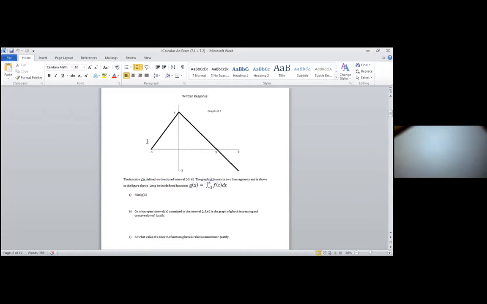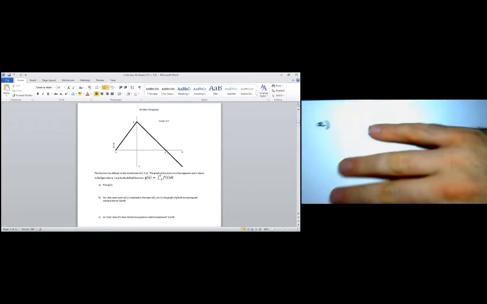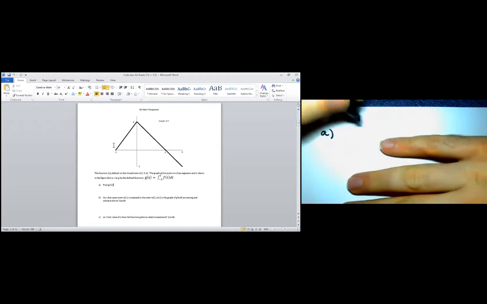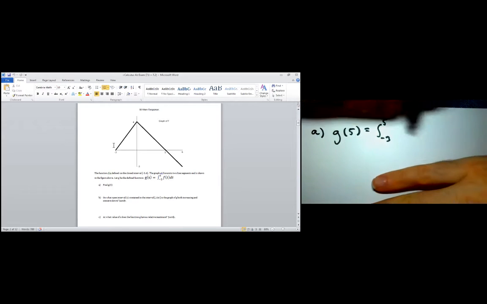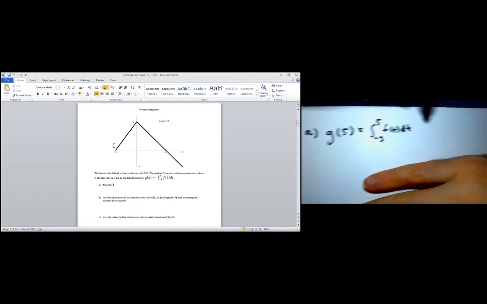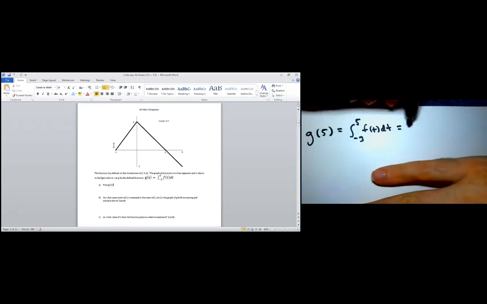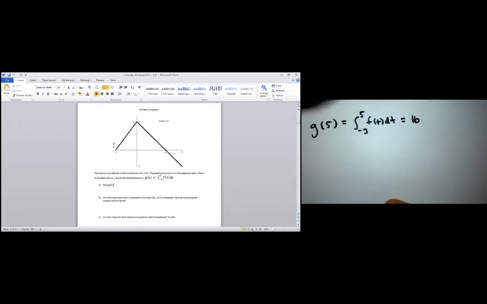And then to get your full credit, again, you want to write everything out. So for part A, you want to say that G of 5 is equal to the integral from -3, plug in your top bound now for 5, of f of t dt. And you can just go right after that and say it's equal to 16, and you're done. Okay. Any questions on A?